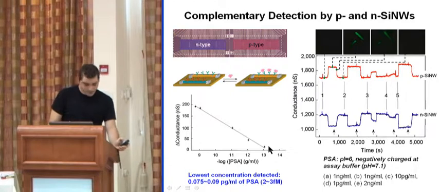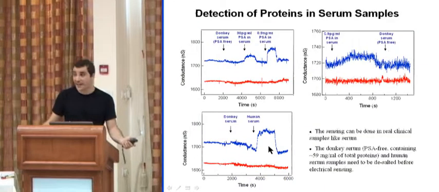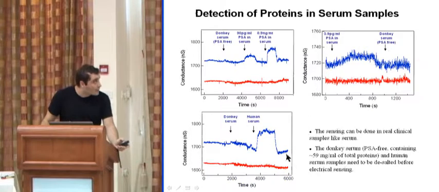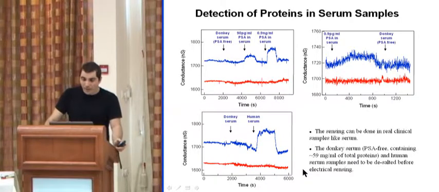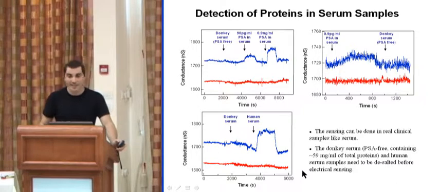In a blood sample, the total protein concentration is around 50 milligram per milliliter. So we have around 10 orders of magnitude more proteins in the blood sample than the concentration of the protein that we can actually sense. So it means that our devices are not just very sensitive, they are also extremely selective. And the selectivity is actually a factor of the antibody. The antibody dictates the selectivity of the devices.